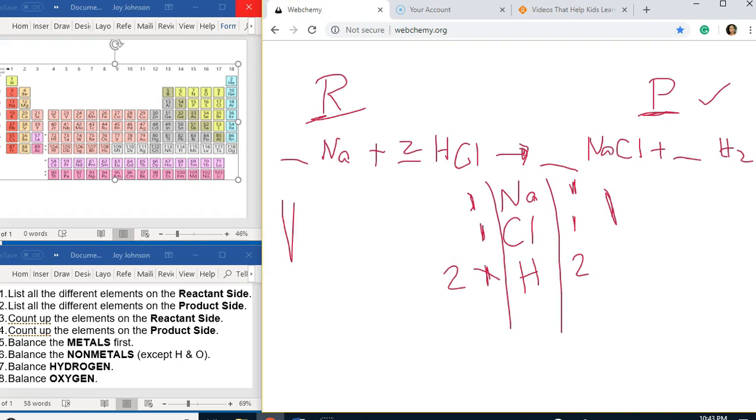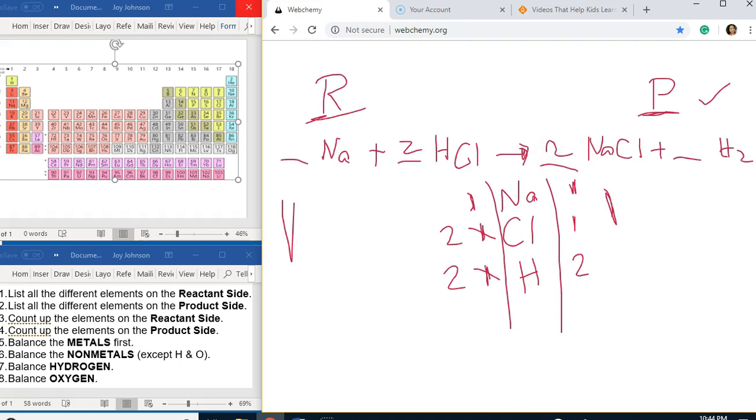But you also have to multiply the 2 to the chlorine. There's 1 chlorine times 2, so the Cl would become 2. Now let's look at our numbers. Na is still balanced on both sides. Now the Cl is unbalanced, and the hydrogen is balanced. So let's do the Cl. We only have 1 Cl on the product side, so we're going to put 2.